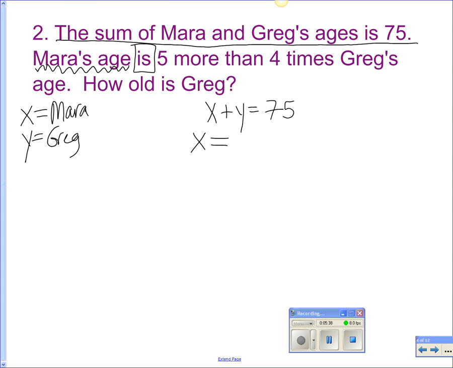What comes after the equals? 5. What comes after the 5? Plus 4, very good. And what does it say after 4? What letter's Greg? Y, so I put a Y right here.